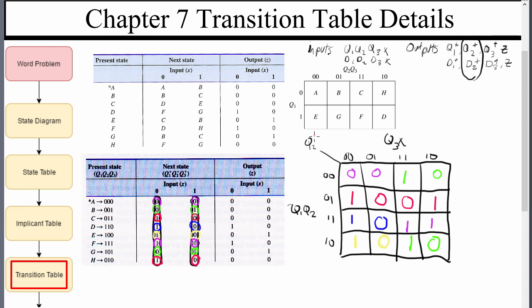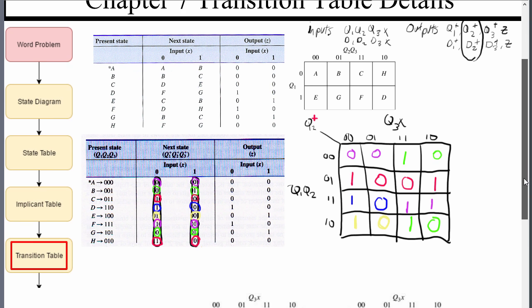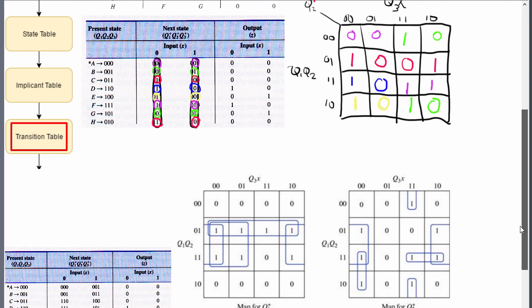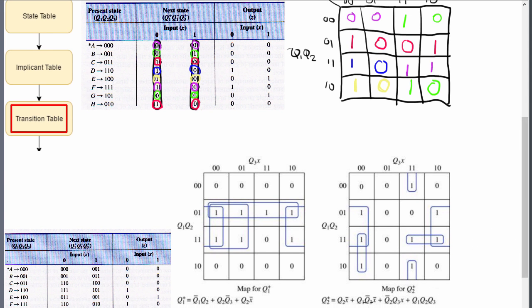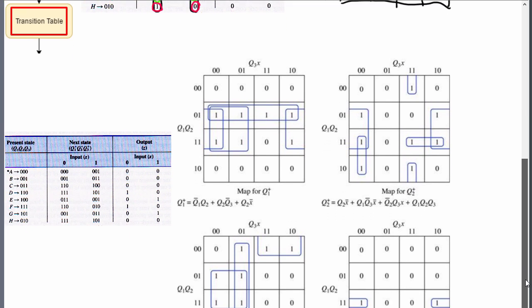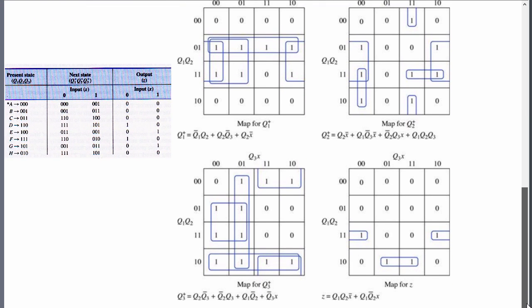Right, so this is Q plus, our next Q. And we can compare it to the table down here. Yeah, they're the same. So this is the equation for it, four minterms. And we can see the equations for the rest of the circuit here.